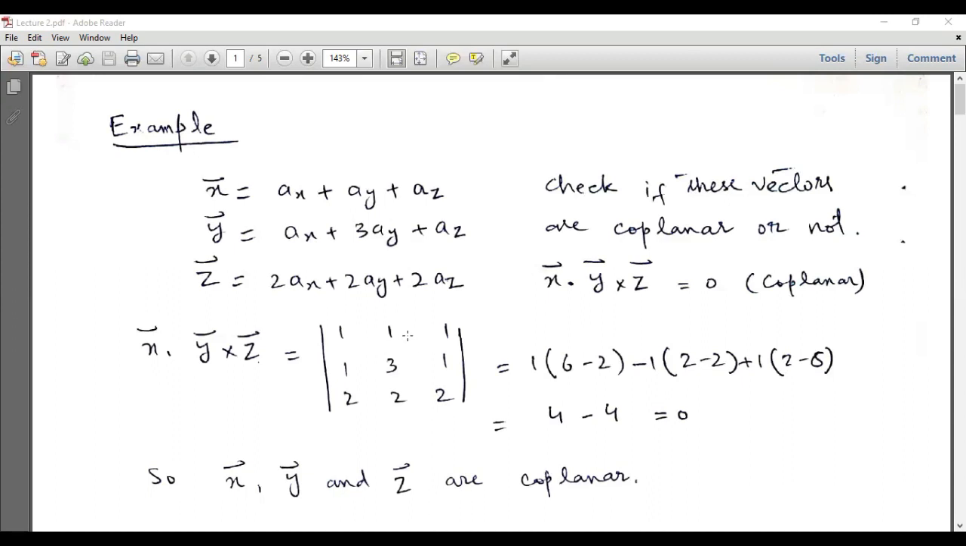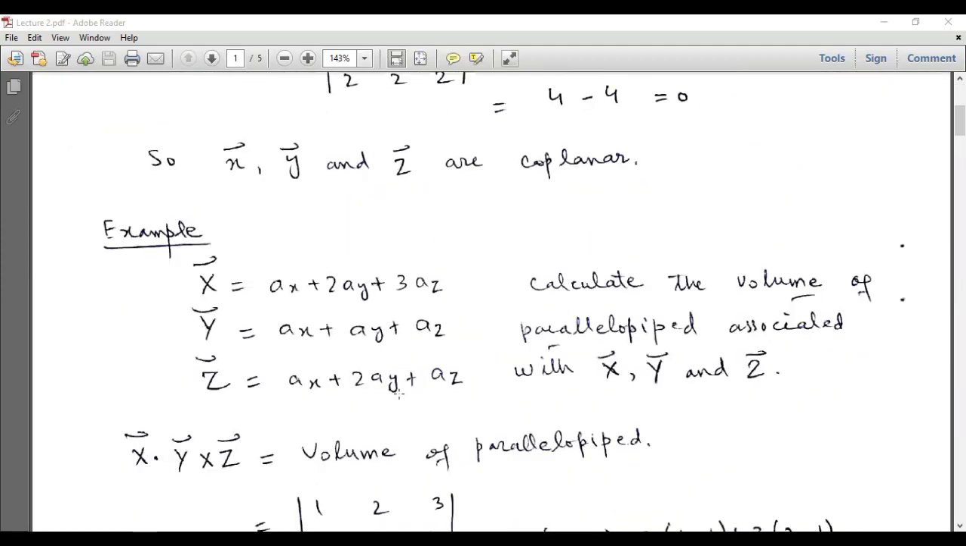the matrix, and the first row of the matrix will contain the three components of the first vector. Similarly, these are the three components of the second vector and the three components of the third vector. So we will take the determinant and its answer is equal to 0. It means the three vectors are coplanar to each other.